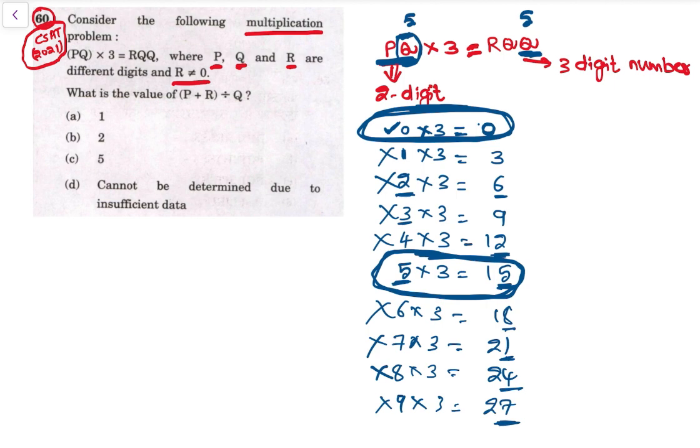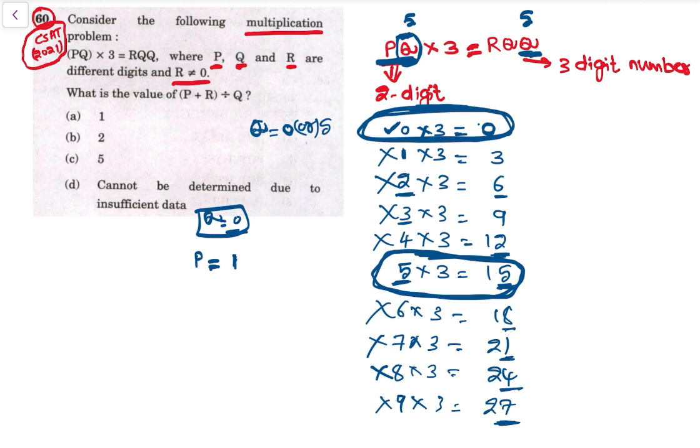Now, possible values of q are 0 or 5. Let's take q as 0 and check. If we take q as 0, then check with values of p. If p is 1 (p cannot be 0), then 1 into q is 0.